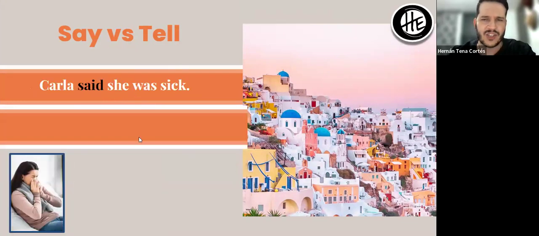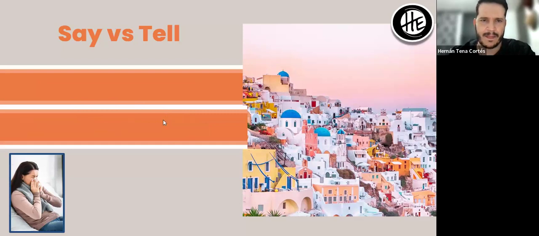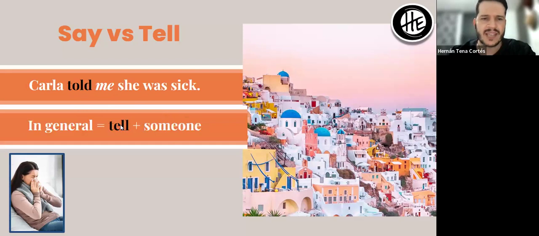So Carla said she was sick. When we use the word say or said, in general, we use first the word say, and then we use it with a thing, something. Carla said she was sick. Carla told me she was sick. When we use tell, we usually use it with someone, with the person.